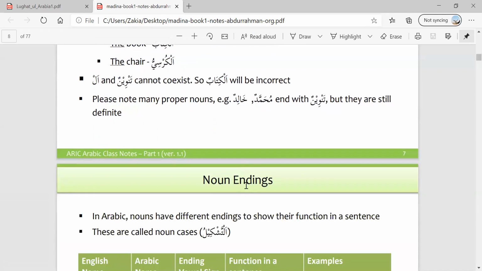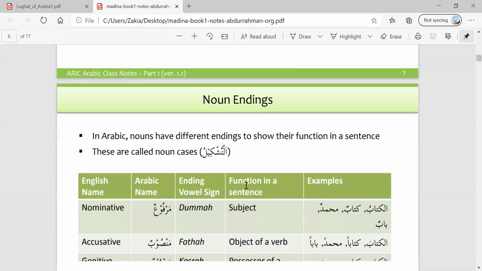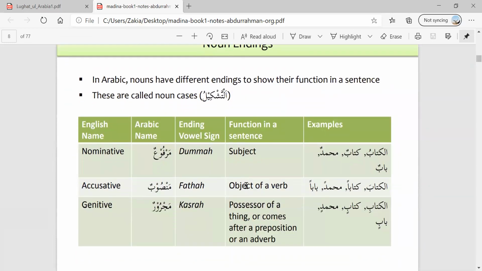Okay. Noun endings, there are three types of noun endings. I will go through them. Those of you who are studying Arabic at a higher level, maybe at a university, will need to know the Arabic terminologies and the case endings. So in Arabic, we have different endings to show the function in the sentence.